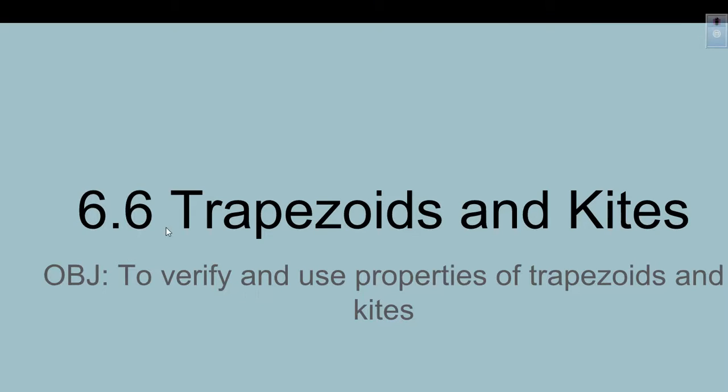All right, lesson 6.6, trapezoids and kites. In this lesson, we're going to talk about the two other types of quadrilaterals, and these will have different properties than we had for the parallelograms.